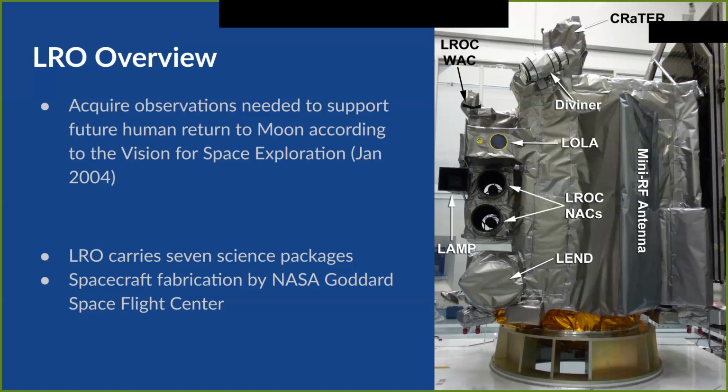The spacecraft was built by NASA's Goddard Space Flight Center, and it was part of a future human return to the moon that started back in 2004. After that, focus kind of changed away from the moon a little bit, but now with the Artemis mission and other exploration efforts, it's coming back to the moon. So we've kind of come full circle back to our original mission of helping to support manned exploration to the moon.